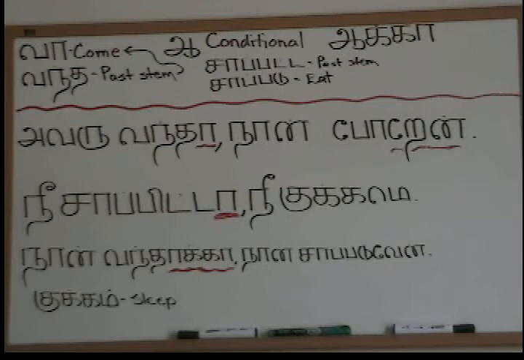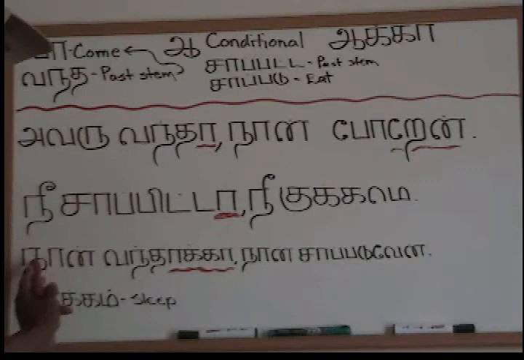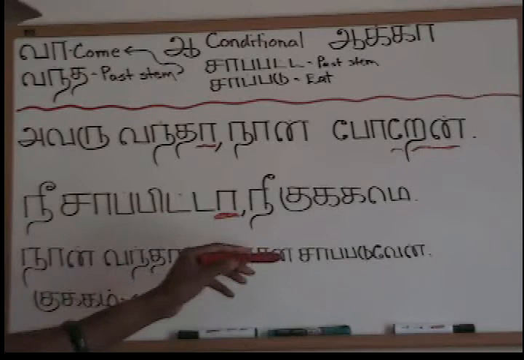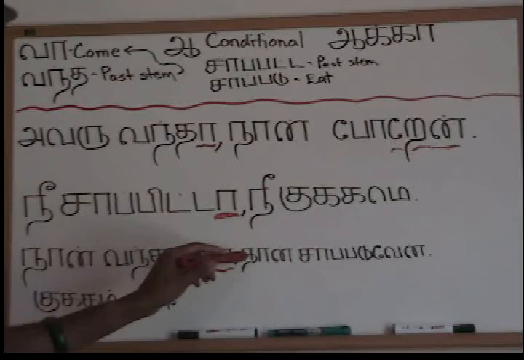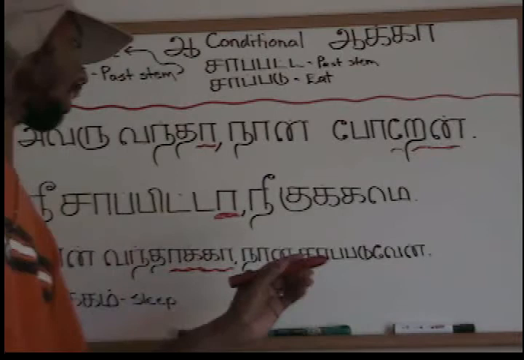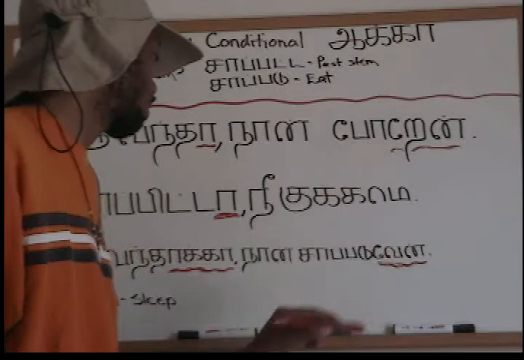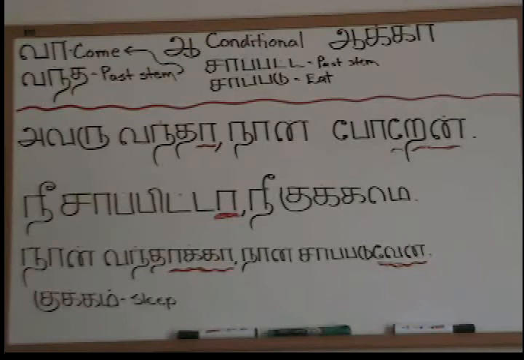Saptuve. So if I come, I will eat. You see, if I come, I will eat. Nan bandaka, nan saptuve. And again, our future tense is here. So that's a conditional. And if you want to incorporate this tense with the other things we have learned before, go ahead, you can do that. Make some simple sentences using this conditional here.